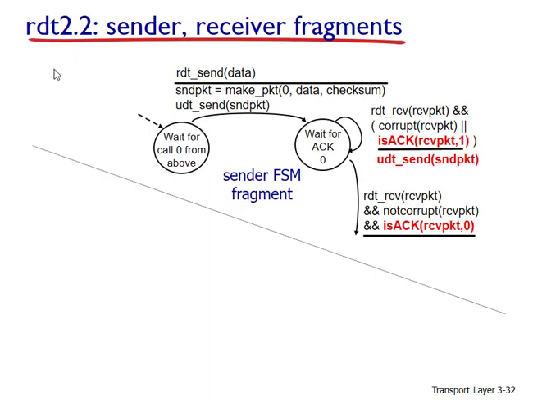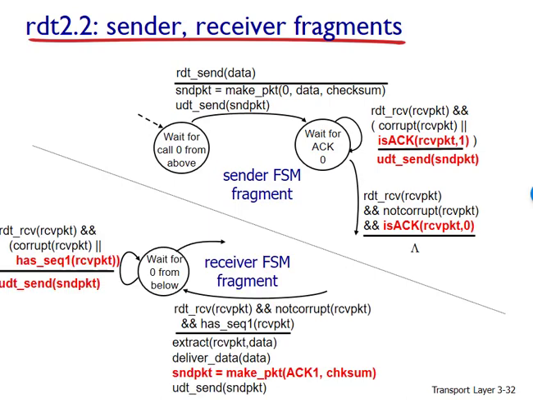This is our negative acknowledgement free reliable data transfer protocol for a channel with bit errors. One subtle change between RDT 2.1 and RDT 2.2 is that the receiver must now include the sequence number of the packet being acknowledged by an acknowledgement message. This is done by including the ACK0 or the ACK1 argument in the make package process in the receiver state machine. And the sender must now check the sequence number of the packet being acknowledged by a received acknowledgement message. This is done by including the 0 or 1 argument in isACK in the sender state machine.